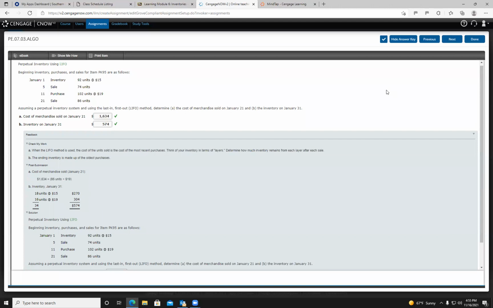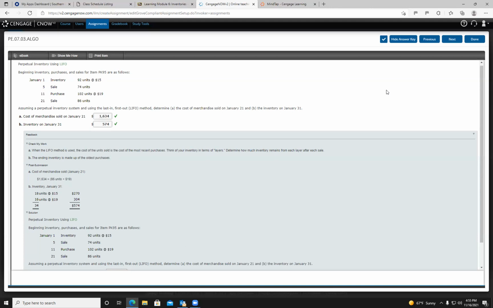All right, so same type of problem, except in this scenario, we're using LIFO, which is last in, first out. So again, LIFO means that it assumes that the last items purchased are the first items sold, and your ending inventory balance is made up of your earlier or your first purchases. So it's the opposite of FIFO.